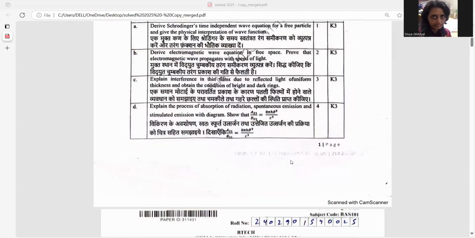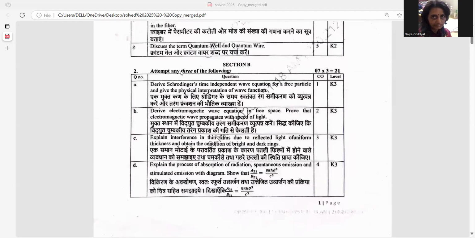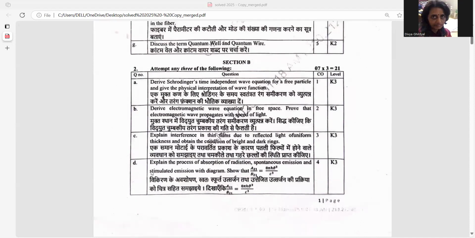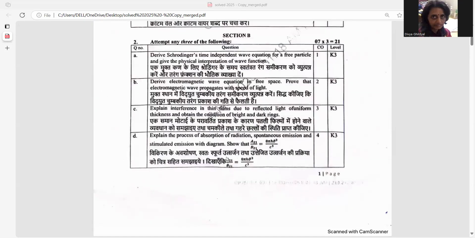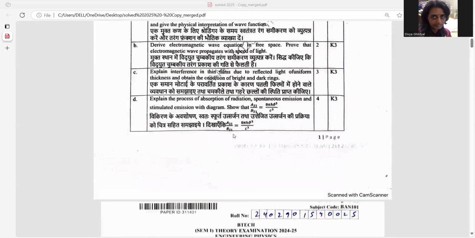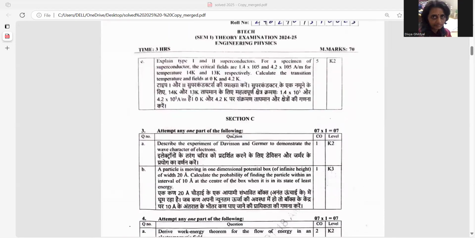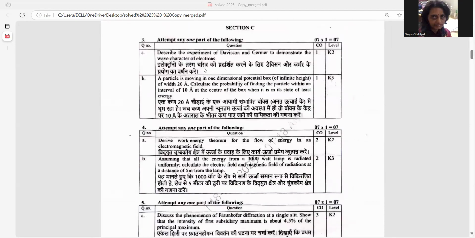Then section B, any 3 questions you have to do, and the choice given is for 1, 2, 3, 4, 5. So out of 5, you have to pick up any 3. Here a numerical has also been included. Section C, you have to pick up, and they are 7-mark each, section B and C questions.